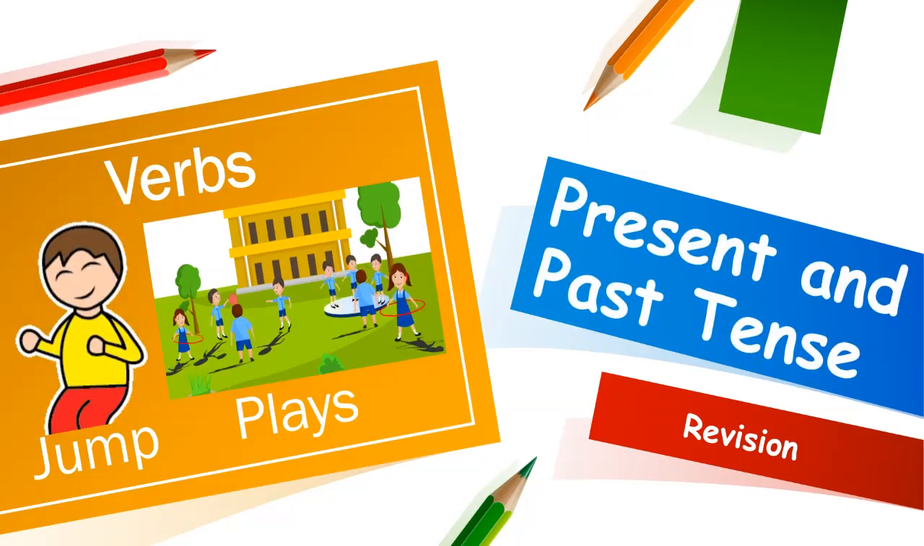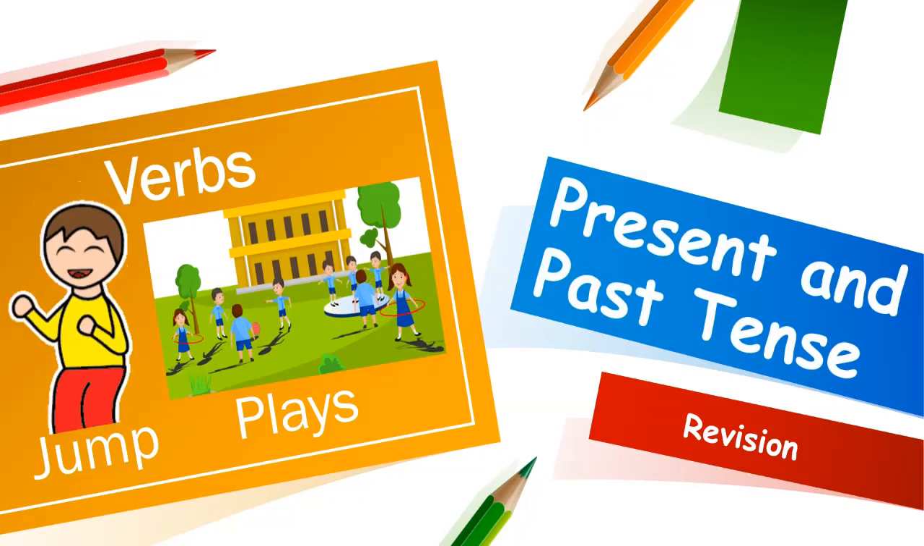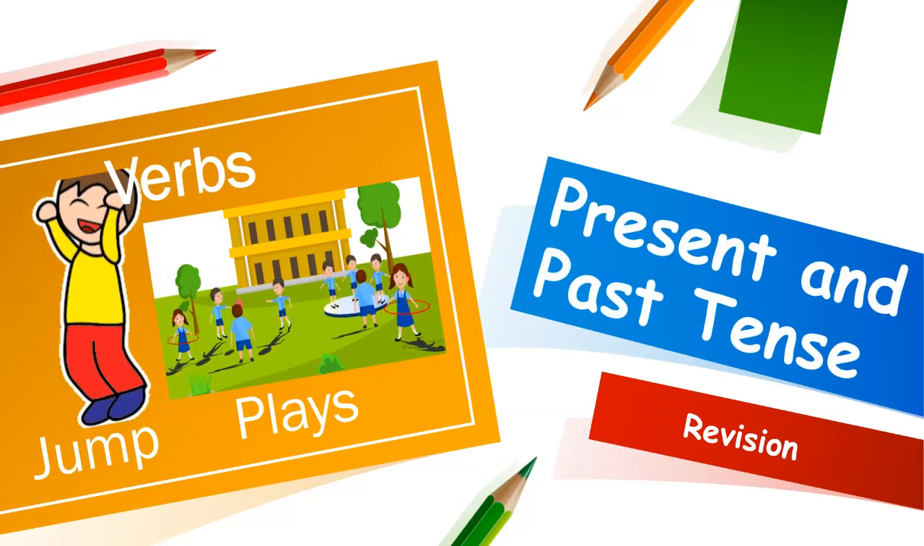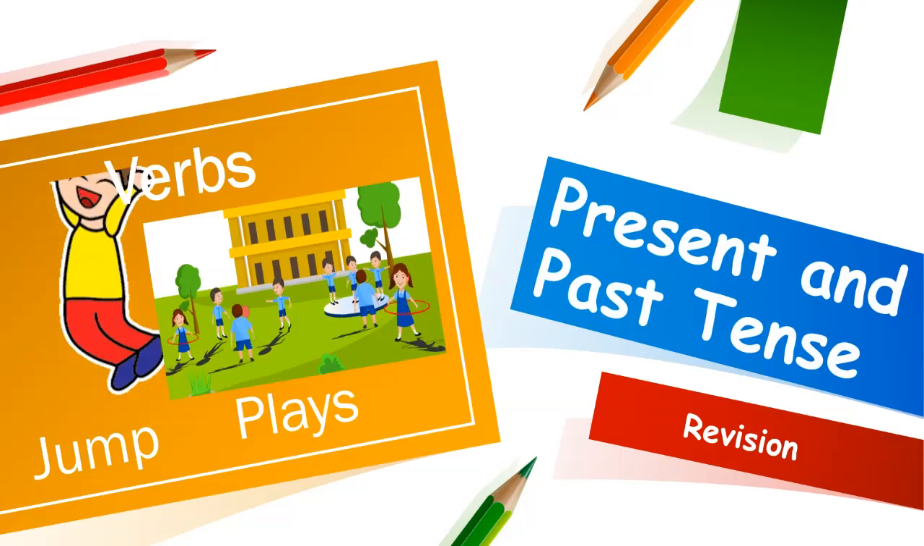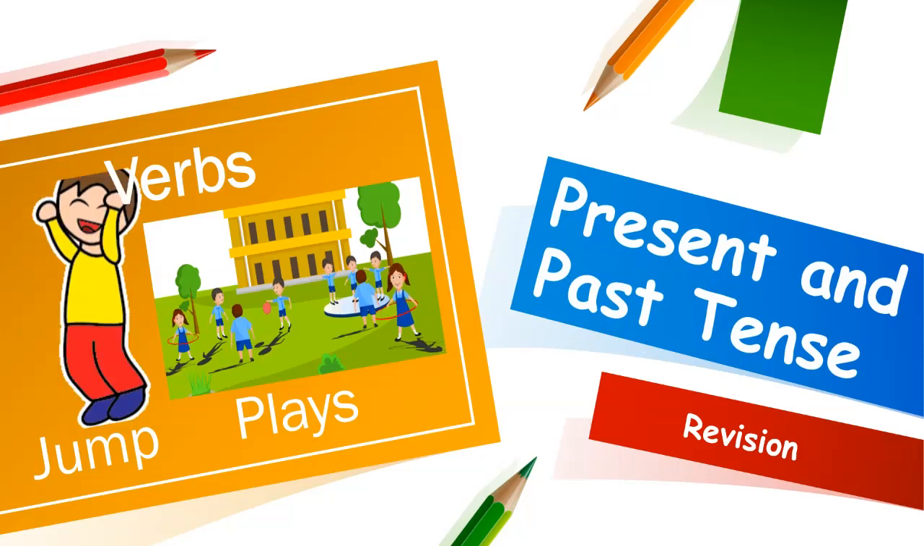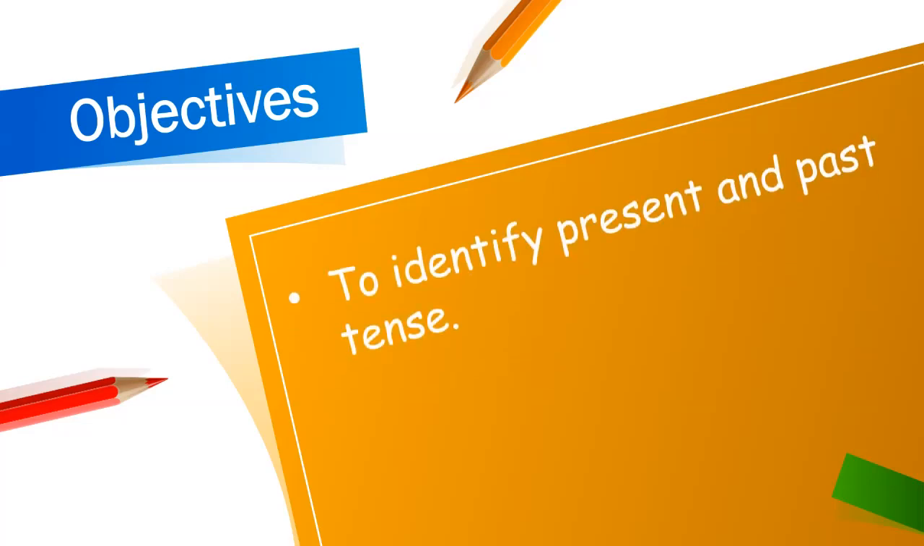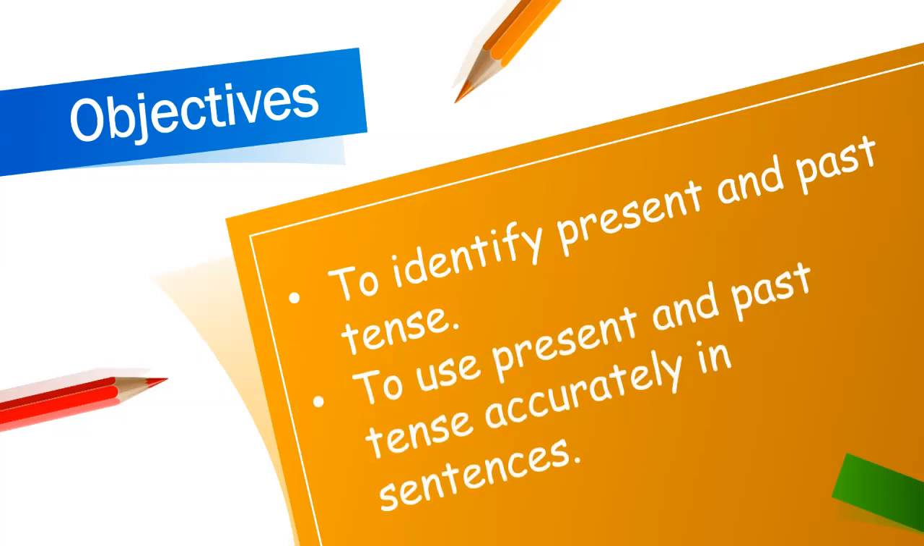Today we are going to revise present and past tense. You know what present and past tenses are, right? Whatever is happening now or happens on a regular basis is the present tense. And whatever has happened in the past is the past tense. So we are going to revise today. Objectives. To identify present and past tense. To use present and past tense accurately in sentences.